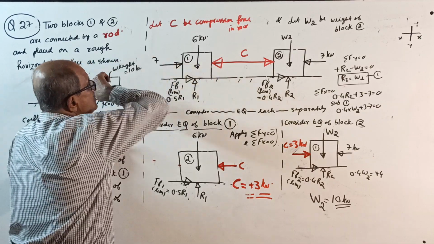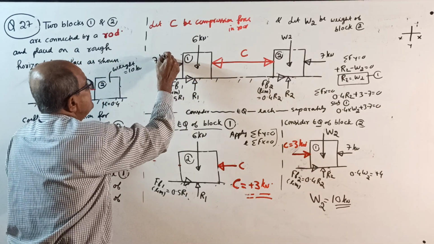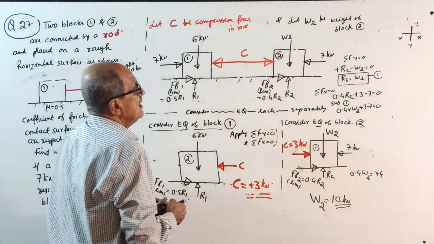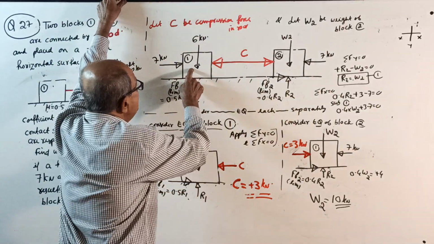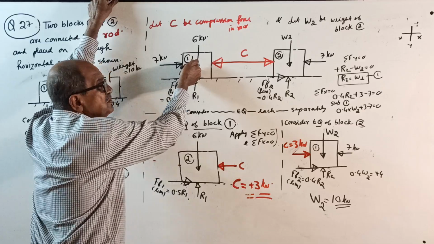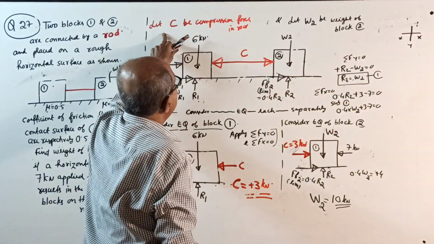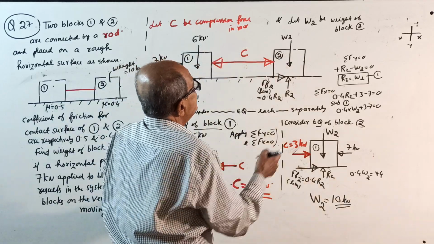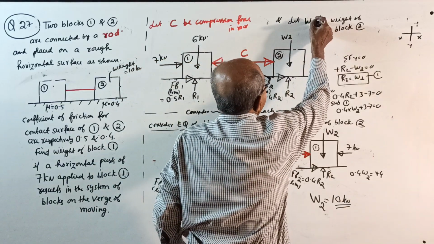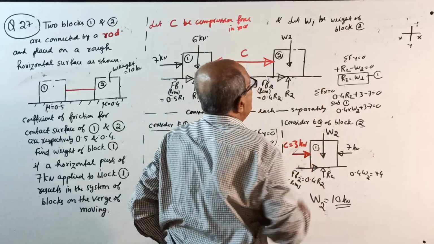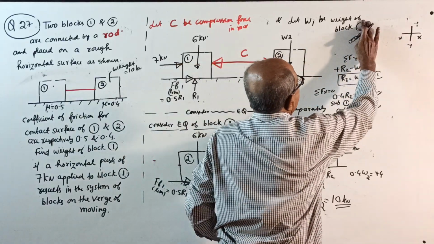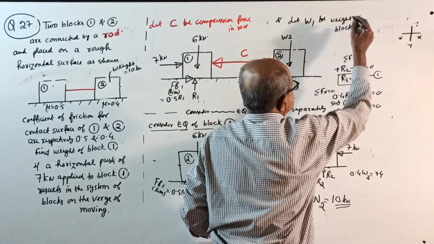So push means this way. Horizontal push means here. See here, block 1 they are giving. If you apply this way, it becomes pull. This is not there. Okay. Right. Let C be the compression force and let W1 be the weight of the block 1. Okay. Weight of the block 1.